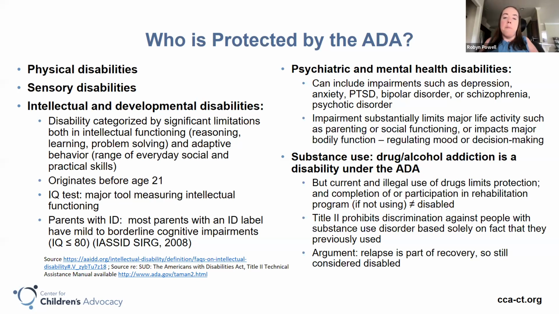by the ADA. And Title II prohibits discrimination against people with substance use disorder based solely on the fact that they have previously used. There is an argument to be made. As I said, the use of current is very vague and very gray. Many folks are arguing that relapse is part of recovery, so it should still be considered disabled, even if one does have a relapse at some point. And we are seeing from the Department of Justice an increase in protections for people who have substance use disorder under the ADA.